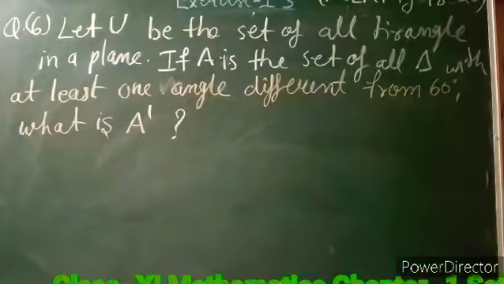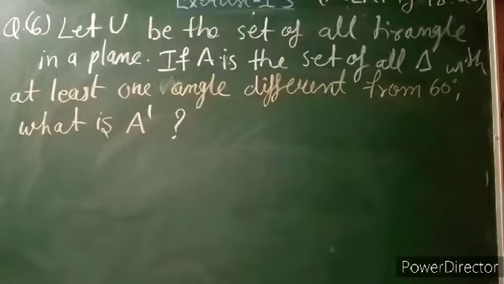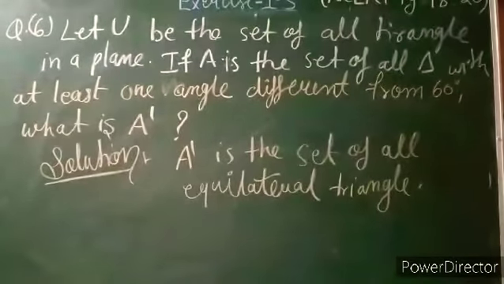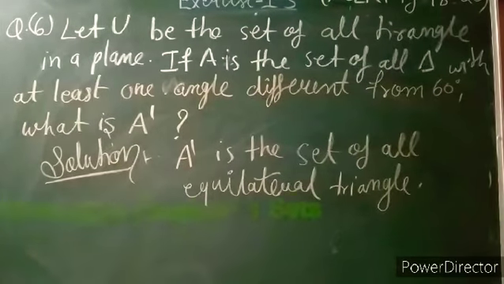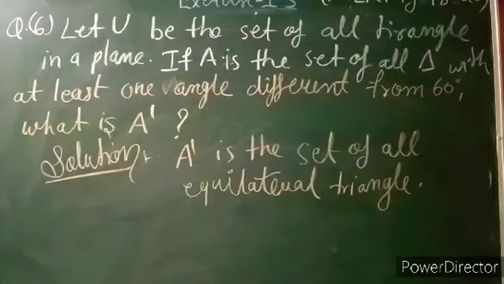Here A dash is the set of all equilateral triangles. So our answer is equilateral triangle. The complement of set A dash, that means equilateral triangle. That means each angle is 60 degrees.